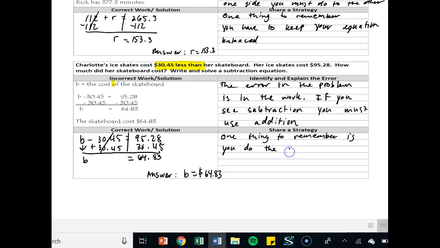So one thing to remember is you do the opposite or the inverse of whatever operation you see.